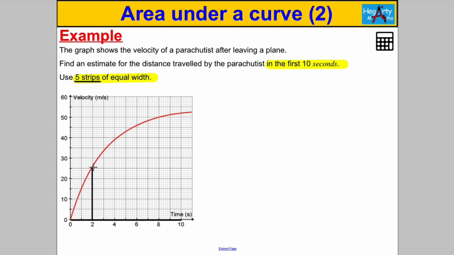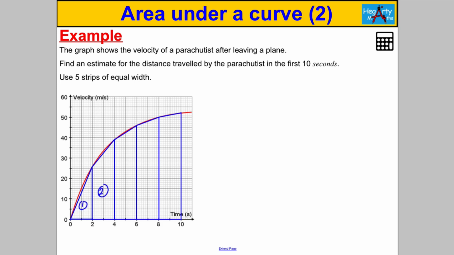So this is the first strip here. This would be the second. This would be the third. This would be the fourth. This would be the fifth. And we get ourselves something that looks like the following: a triangle and 4 trapezia. So all we've got to do is work out the areas of each of these 5 shapes, add them together, and that gives us an estimate for the distance.